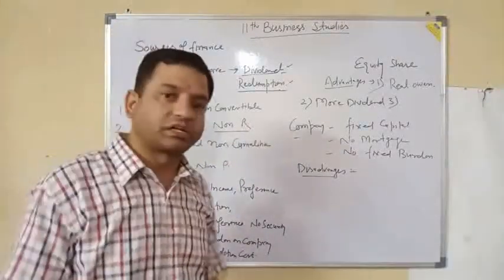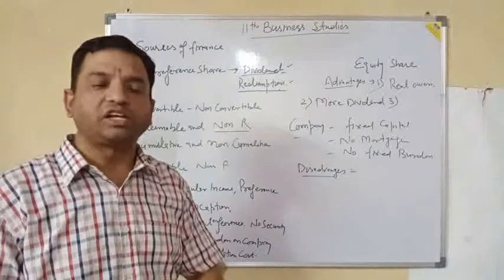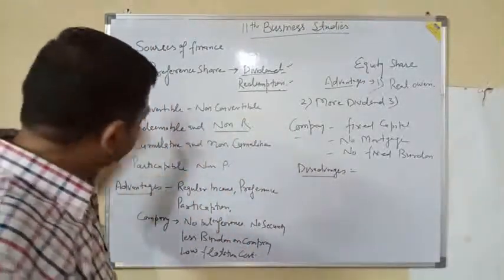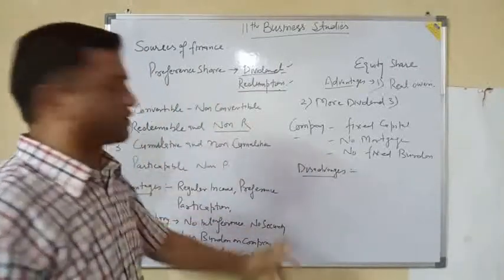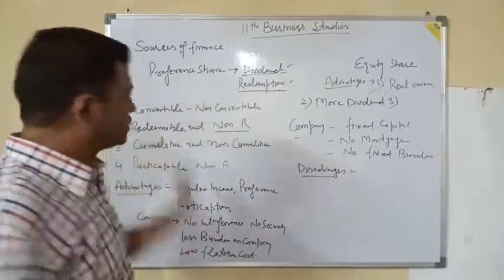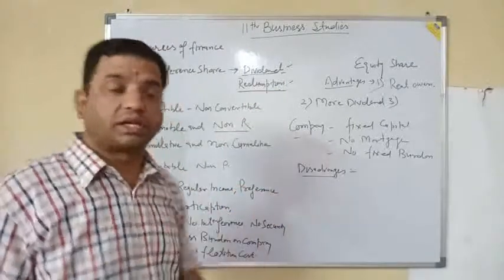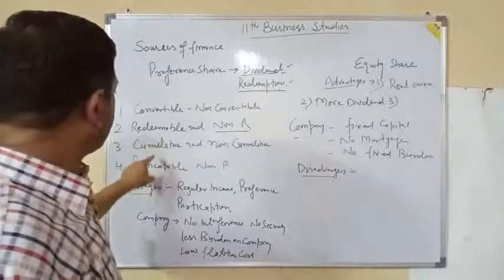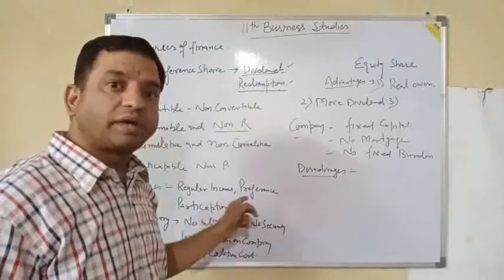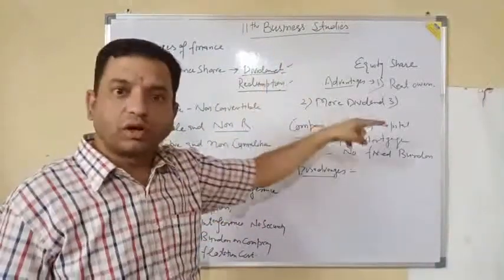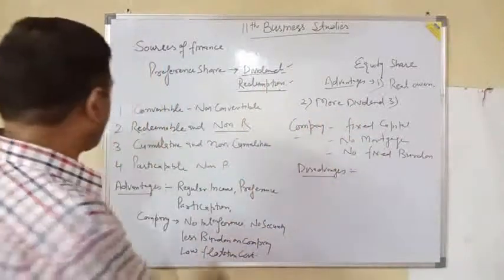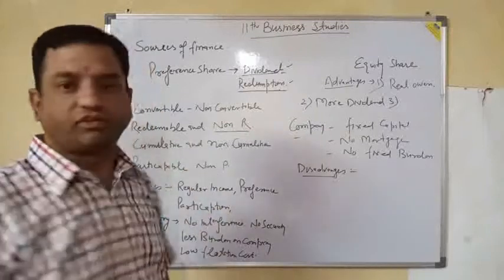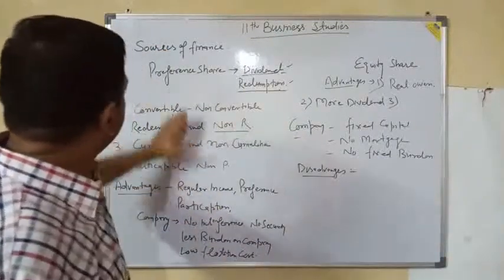Participable preference shares are those shares which have the right to participate in that profit which is left after making all types of allocation to preference shares. प्रेफरेंस शेयर्स को सब कुछ देने के बाद जो प्रॉफिट बच जाता है, that profit belongs to equity shares. And if that preference shareholder has the right to participate to get a share in that residual, that remaining profit, he will be called participable. If he has no right, he will be called non-participable. This is the type of preference share.